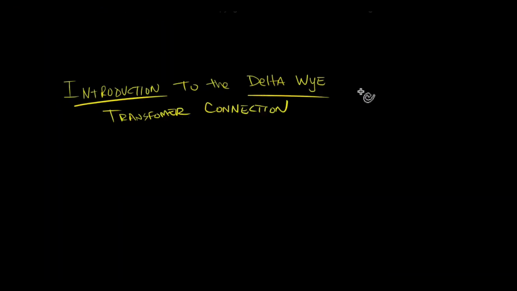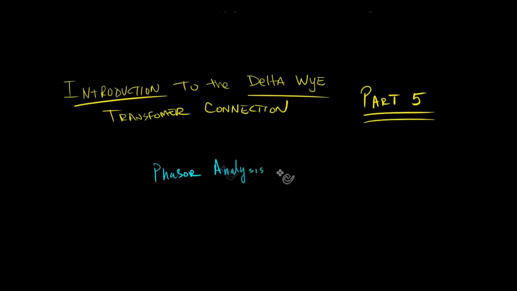Introduction to the delta Y transformer connection, part 5. In part 5, we're going to perform phasor analysis on the delta Y transformer connection and look at how the square root of 3 and the 30 degrees phase shift comes into play.